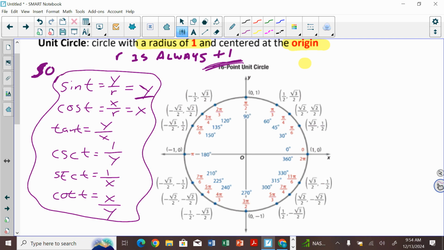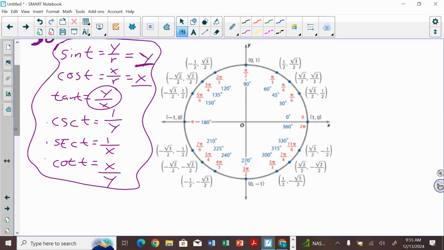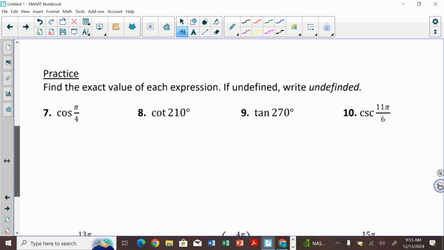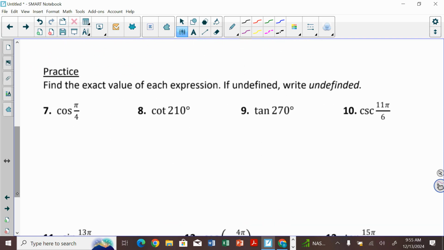Then we can just point to the point on the unit circle and whatever value we're talking. Maybe it's just the y, maybe it's just the x, maybe it's y over x, or maybe it's one of these three down here, but use what they're giving you and use the values on the unit circle. Again, I'll give you a reference sheet with this on there. Obviously, it's also on your notes that you're filling out right now. So let's go through these. Find the exact value of each expression. If it's undefined, write undefined.